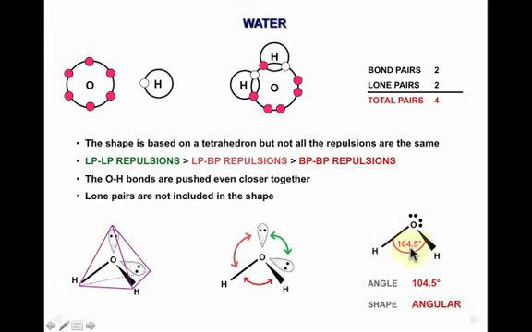Sometimes it's called angular, but I think for your exams we'll call it bent or bent line. Sometimes it's called non-linear, sorry. Non-linear, bent, or angular are all perfectly fine. You'll notice they've still left the wedge line on here to show that this bond was originally coming out of the page.